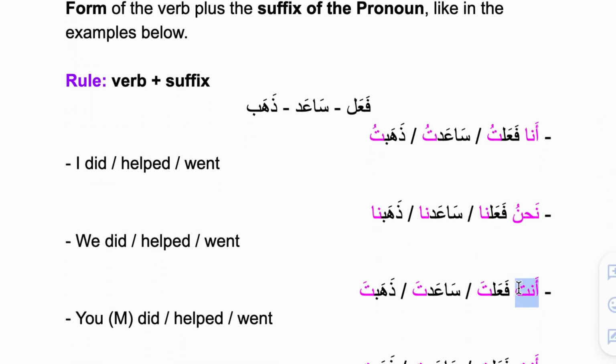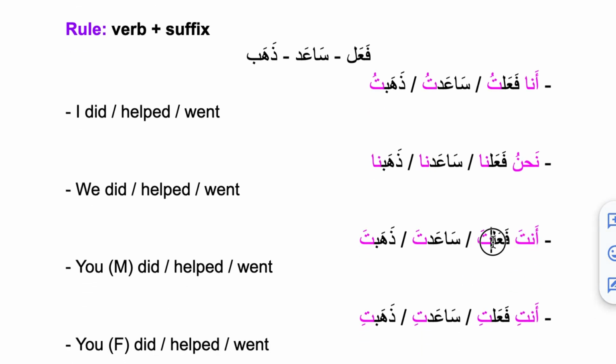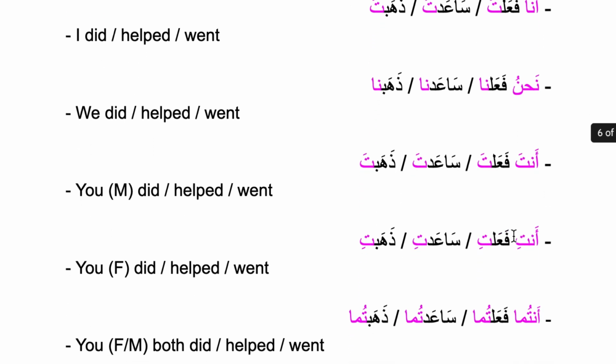Like the previous example, we write the verb in the past tense and then attach the suffix to the verb. Next is أنت, which means you for a single male. فعلت means you did. Like we mentioned earlier, we don't have to say أنت, we could just say فعلت. The suffix of أنت is ta with a fatha on it, and it's pronounced ta. So فعلت, ta means you did the action. Next, ساعدت, you helped. Next, ذهبت means you went.